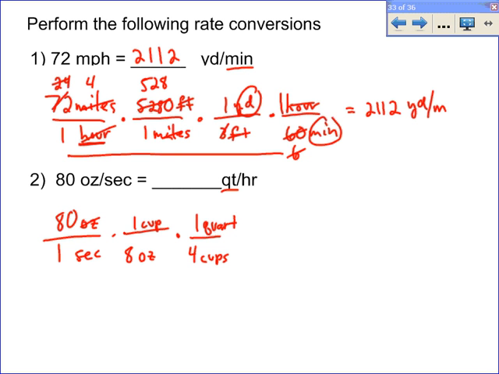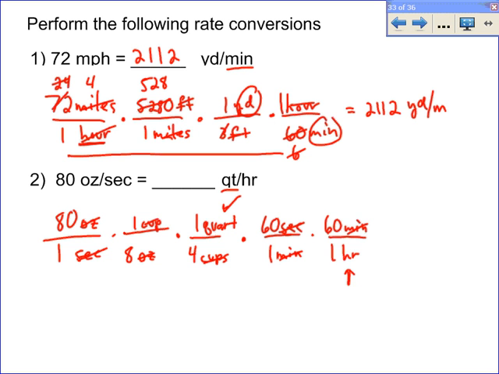So I canceled out the ounces. That's good. I can cancel out the cups. That's good. And so now I have quarts per second. But I don't want quarts per second, I want quarts per hour. So I've got to change seconds to minutes first. 60 seconds is equal to 1 minute. And then 60 minutes are equal to 1 hour. So the minutes cancel, the seconds cancel, and all I have left are quarts per hour.